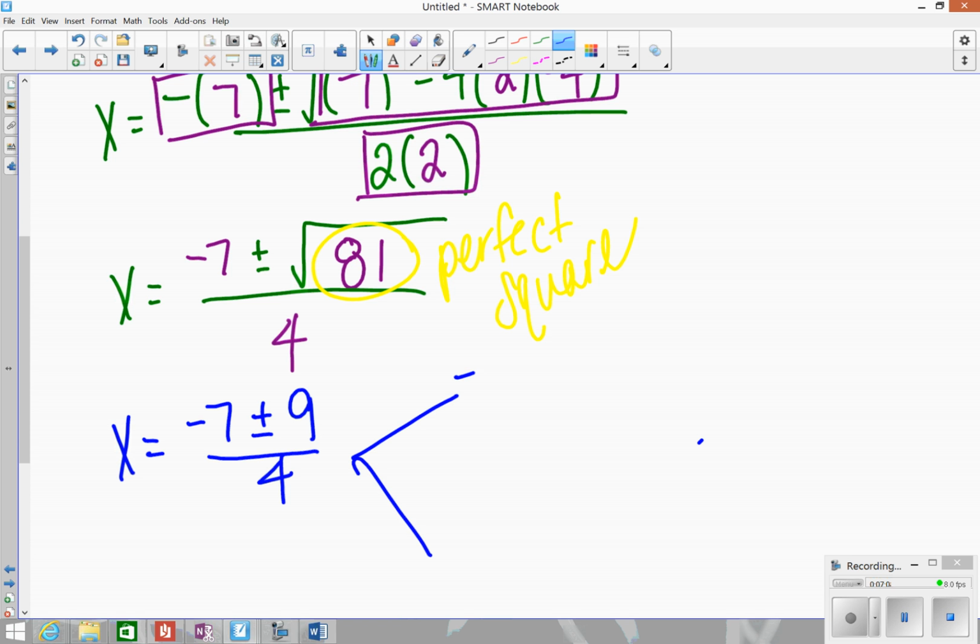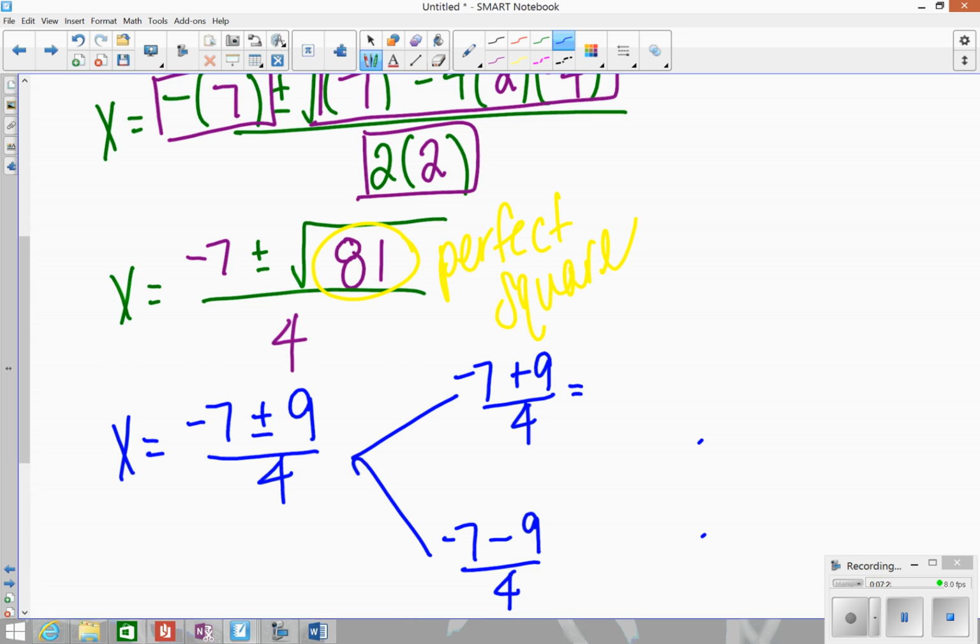So we're going to have -7 plus 9 over 4, and -7 minus 9 over 4. Notice that the 7 stayed negative. It's the plus or minus. It was in front of the 9. So it was plus 9 and then minus 9.